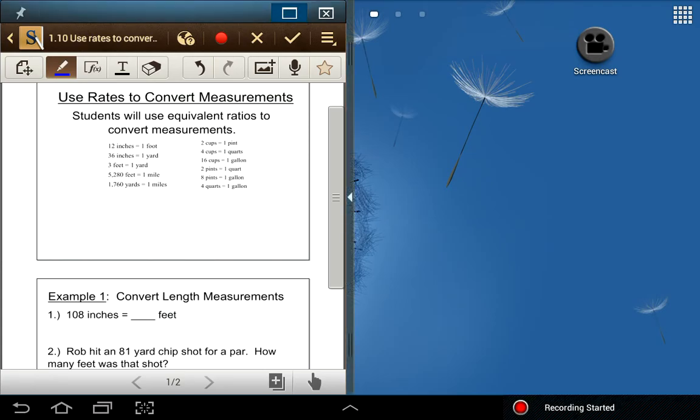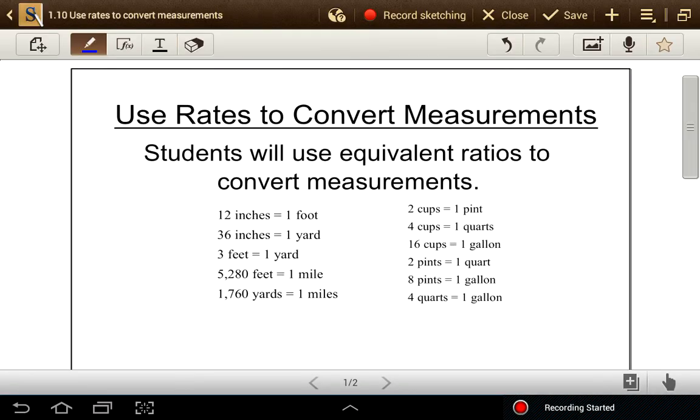Here's our video on how to use rates to convert measurements. And we're going to be using equivalent ratios again, like we've been doing for a while here. We have two kinds of measurements we're going to focus on: the first one is length, and the second one is capacity.